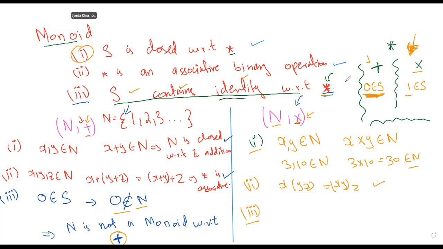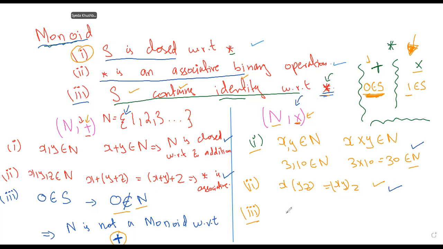Ma'am, will you repeat the question? Okay. Now what we are doing? We are discussing monoids. Okay. In order to have a set as a monoid, we want our set to satisfy three properties. S should be closed. Yes, it is closed. Star should be an associative binary operation. Yes, it is an associative binary operation. S contains identity with respect to star. We need to check that.